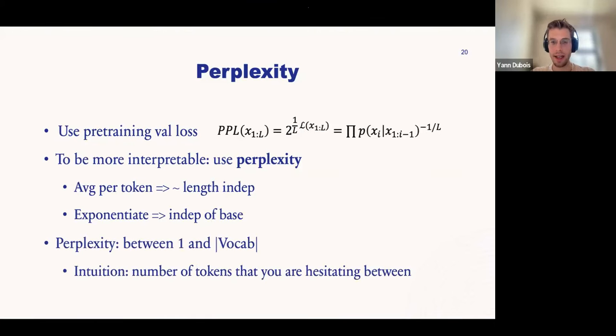So Perplexity is essentially between 1 and the size of the vocabulary. It can actually go higher, but for most models, it will be between 1 and the vocabulary size. And the intuition that you should have of Perplexity is that it basically tells you the number of tokens that your LLM is estimating between. So if your model is really not sure between 2 words, you will basically have a Perplexity of 2.